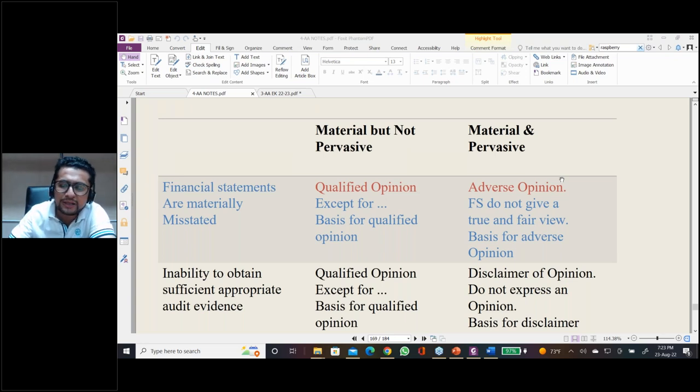Okay, please read this slide so that we could move on. I didn't get your question. Yes, in order to determine the materiality, a benchmark is used. Absolutely. If there are 4, 5, 6 material misstatements, obviously as a whole, they should be considered as material and pervasive.